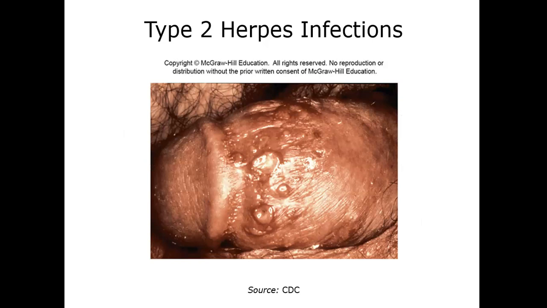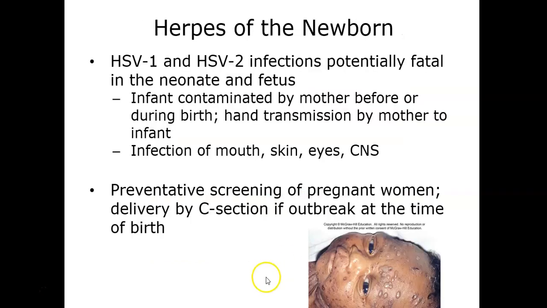Again, we're talking about type 2, with lesions on the surface of the genitals as well as the perineum. These infections can affect neonates, so it is possible for the infection to be passed on from mom to baby during birth, or from hand transmission by the mother to infant. So there is a need to do preventative screening of pregnant women, and if needed, a C-section to avoid passage through the birth canal.